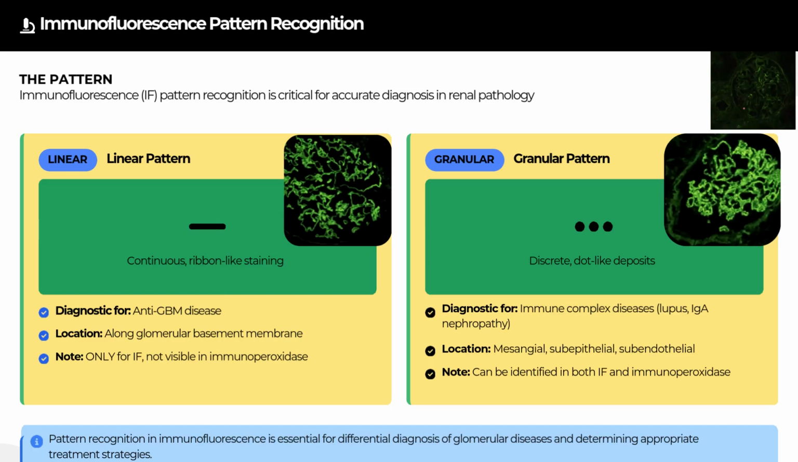We have two main patterns, linear and granular. Linear is a continuous ribbon-like staining, diagnostic for anti-GBM disease along the glomerular basement membrane. Not only this for immunofluorescence, it is not visible for immunoperoxidase. And the granular pattern is discrete dot-like deposits, like here, diagnostic for immune complex diseases like lupus and IgA nephropathy, in the mesangium, subepithelial, or subendothelial, according to location. This can be identified in both immunofluorescence and immunoperoxidase at some power magnification.